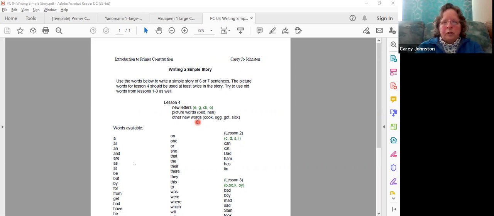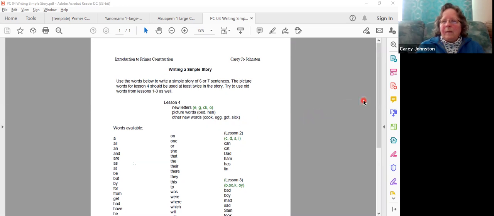The other new words we want you to use in the story are cook, egg, got, and sick. Now keep in mind, you can only use this form of this word. So like for cook, you can't say he cooks with an S on the end because that's not the correct form. So you have to use a form of the English that will only use this cook. And same for egg. We're not going to have plural eggs with an S on the end. It's one egg, got, and then sick.